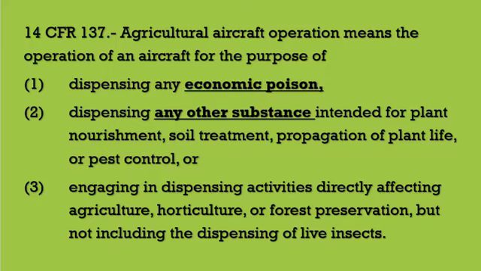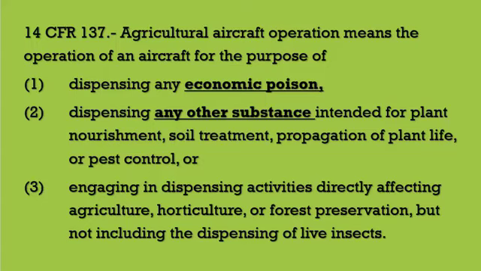137 comes into play when you are dispensing economic poisons, or you're dispensing any other substance intended for plant nourishment, soil treatment, propagation of plant life, or pest control, or engaging in dispensing activities directly affecting agricultural, horticultural, or forest preservation, but not including the dispensing of live insects.